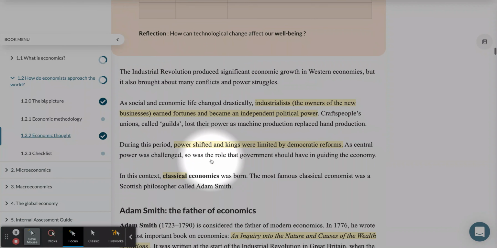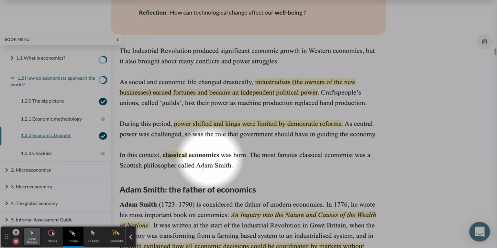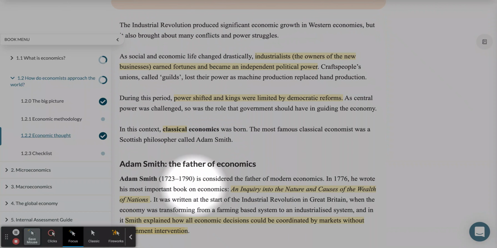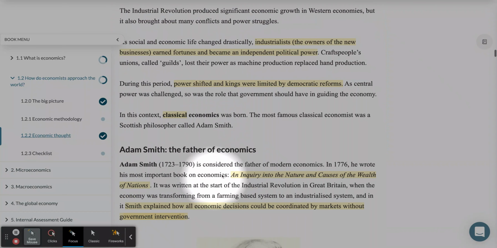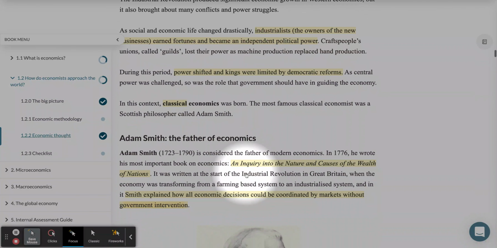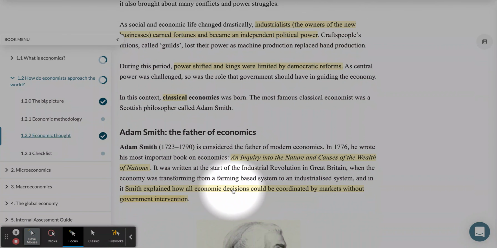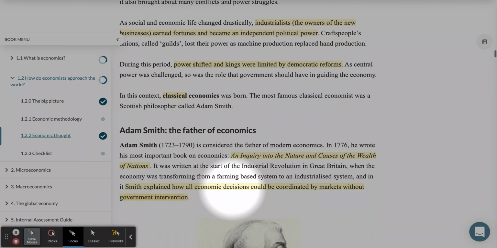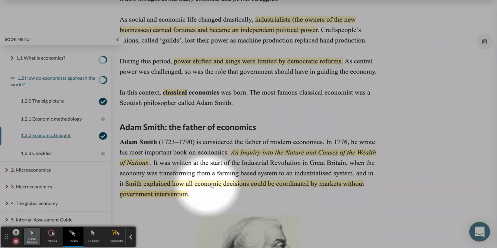Now we get into the economists. Adam Smith, one of, if not the most famous and initial economist, wrote a book in 1776, An Inquiry into the Nature and Causes of the Wealth of Nations. He came up with what was then a completely radical idea: that you don't need a lord or a king or someone to control the economy and decide how much to produce.